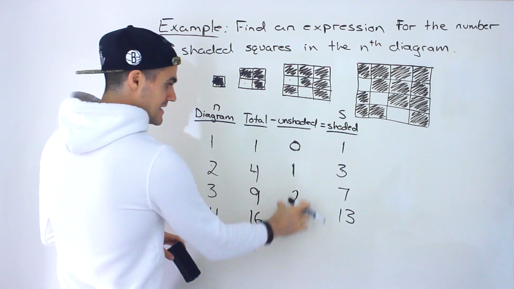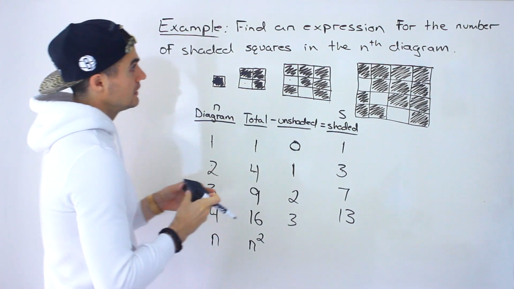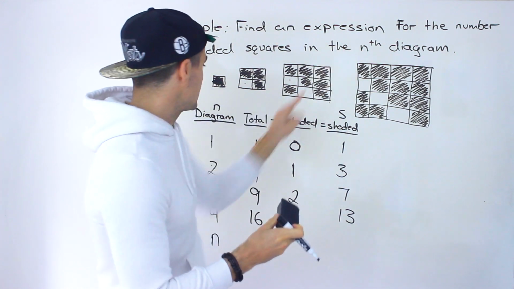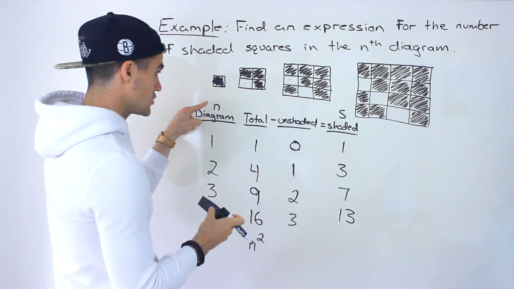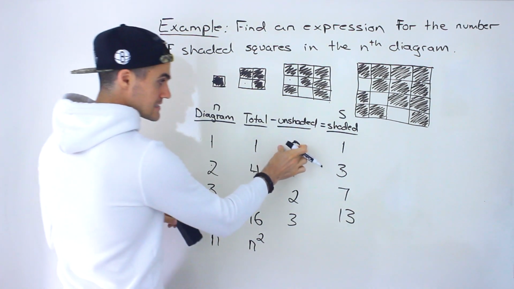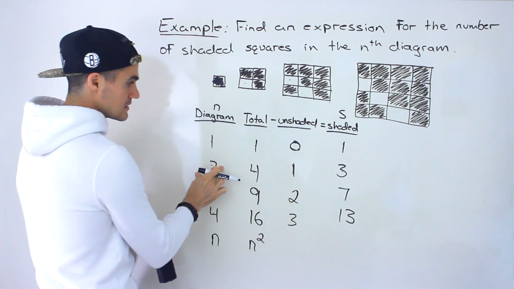But how do these numbers relate to this? Because remember, this is all going to be in terms of the nth diagram. This is going to be the independent variable, so it's got to be in terms of this variable. So how does this 0 here relate to this 1? How does this 1 relate to this 2?